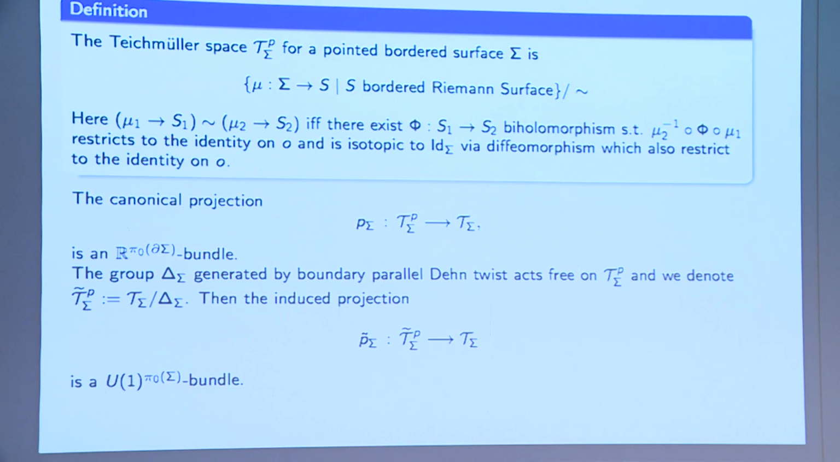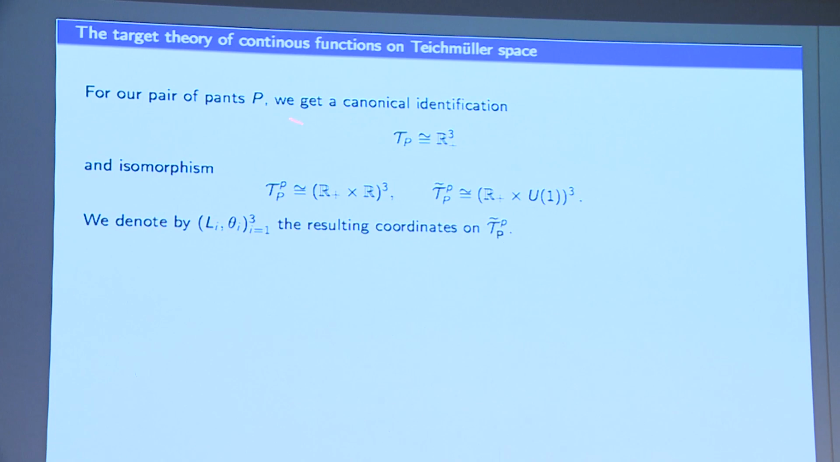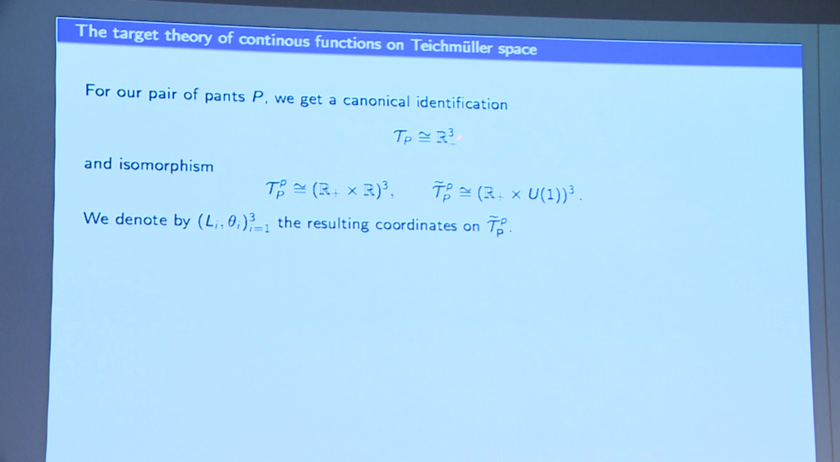Okay, so if we look at a pair of pants, what do we have? Well, the usual Teichmüller space just says that it's R plus to the 3. Just think of representing by hyperbolic metrics. The boundary components are geodesics, so you just have the three lengths of the boundary components for a pair of pants. That gives you the usual Teichmüller space, specifying points uniquely there. And the point is that with these guys here, you just add a copy of R for each of the boundary components. And if you divide by these Dehn twists that are parallel to the boundary, you just have R plus cross U1 to the 3. And then we can, of course, imagine having coordinates. So these are the lengths and these are the twist parameters on this Teichmüller space here.